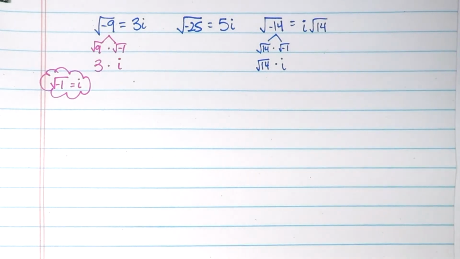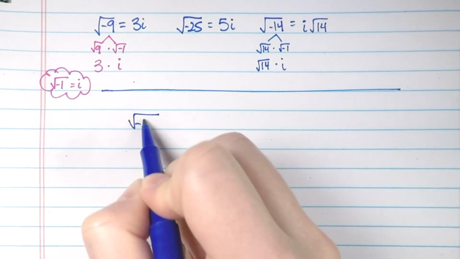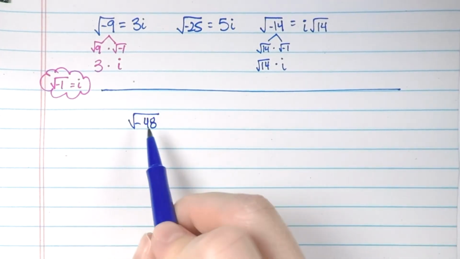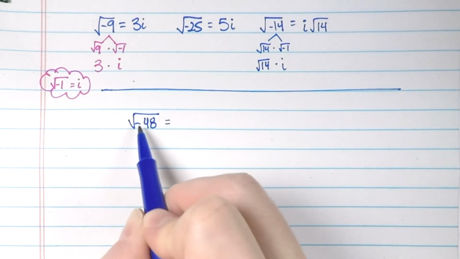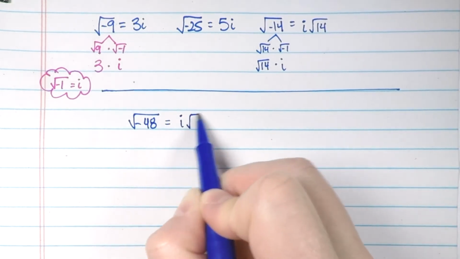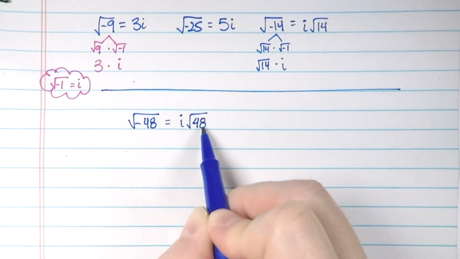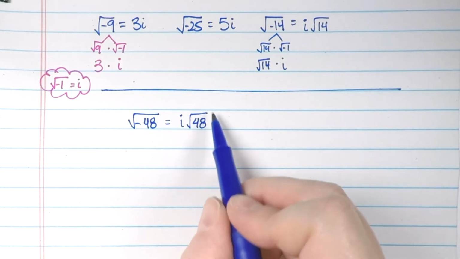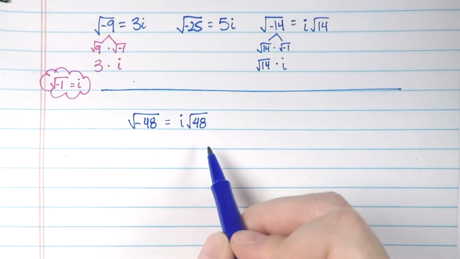So let's take a look at one where you can. Let's take a look at the square root of negative 48. So if I simplify this, I'm going to take the negative out of the radical, replace it with an i, and then I have square root of positive 48. And it's not simplified completely because this radical we can simplify and break down a little bit.